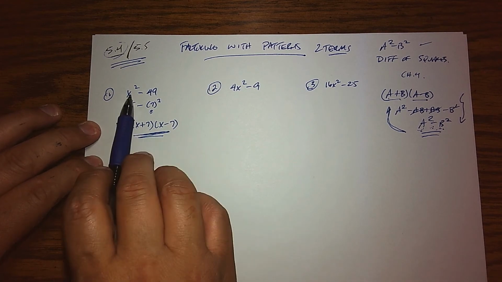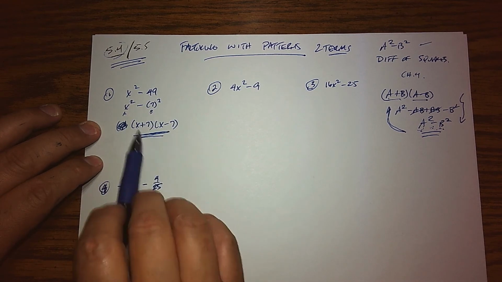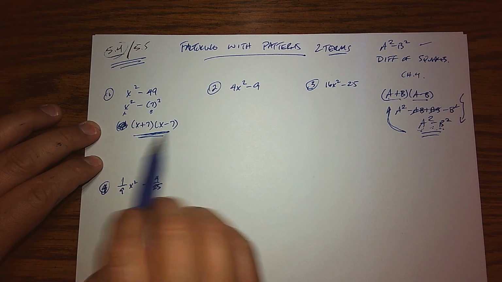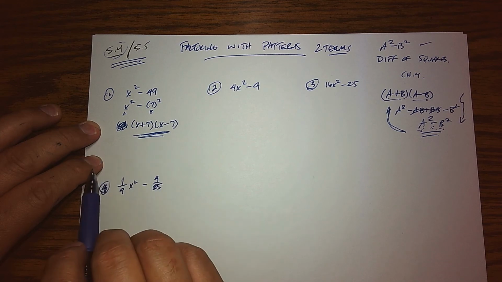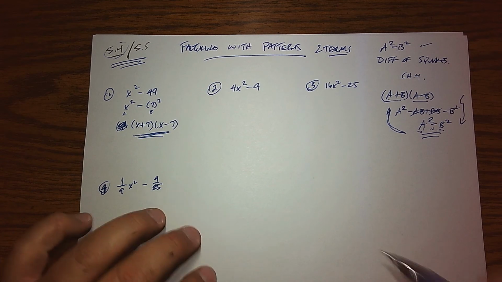First times first is x squared. Last times last is negative 49. The outer is a negative 7x. The inner is a positive 7x. They cancel out. So it works. And so we're using a pattern. We're seeing the pattern and using the pattern.